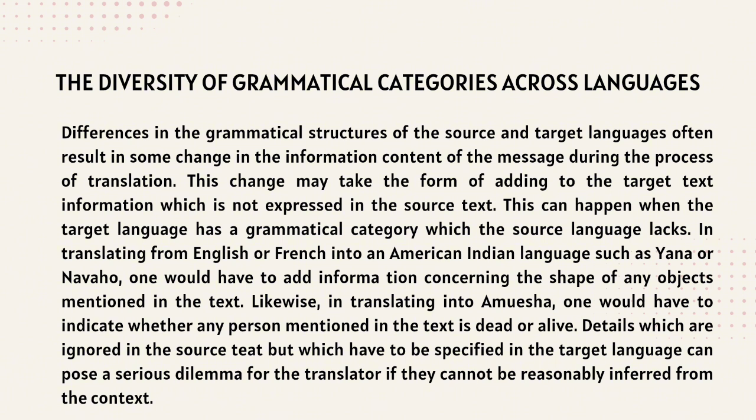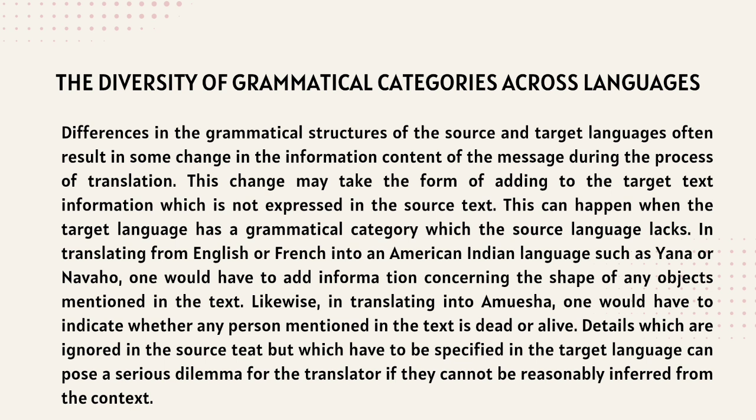Differences in the grammatical structure of the source and target language often result in some change in the information content of the message during the process of translation. This change may take the form of adding to the target text information which is not expressed in the source text. This can happen when the target language has a grammatical category which the source language lacks.